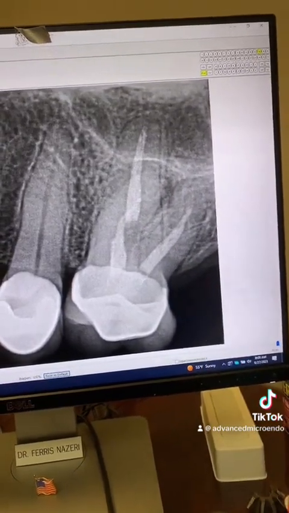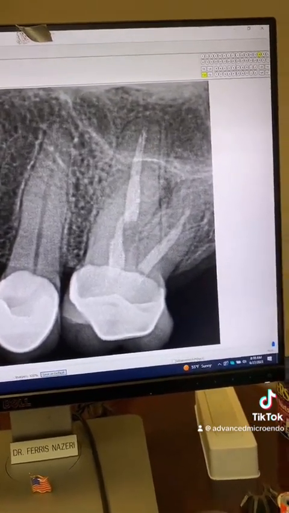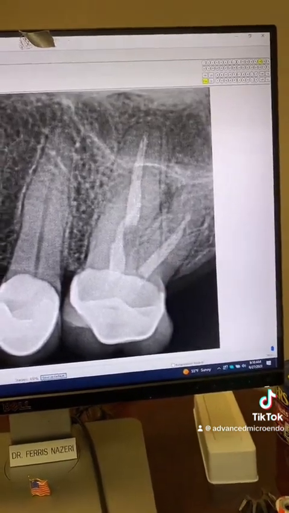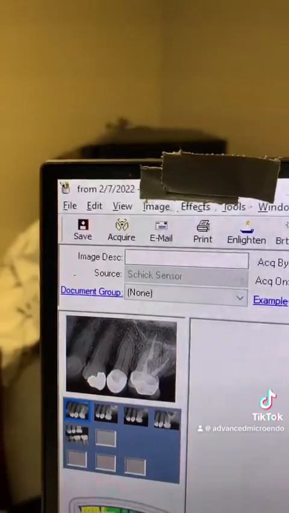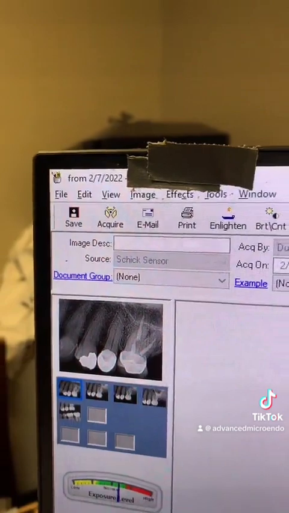This patient came to see me about 14 months ago for endodontic retreatment. And here's the data, as you can see, approximately 14 months ago.